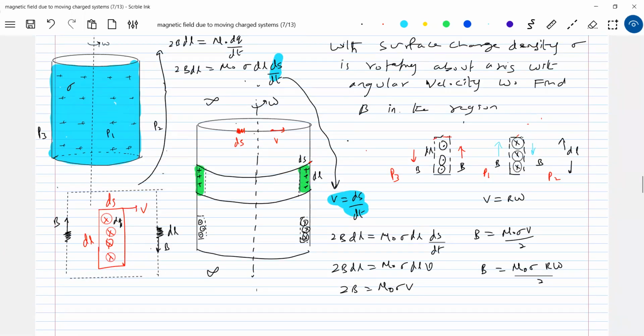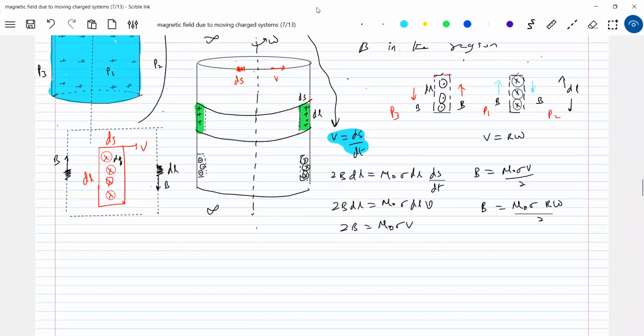Okay, then now let's come to the field at point P1. Shall I add up these two B's? Super, because there's one sheet, no? B plus B. This will be mu naught sigma r omega by 2.